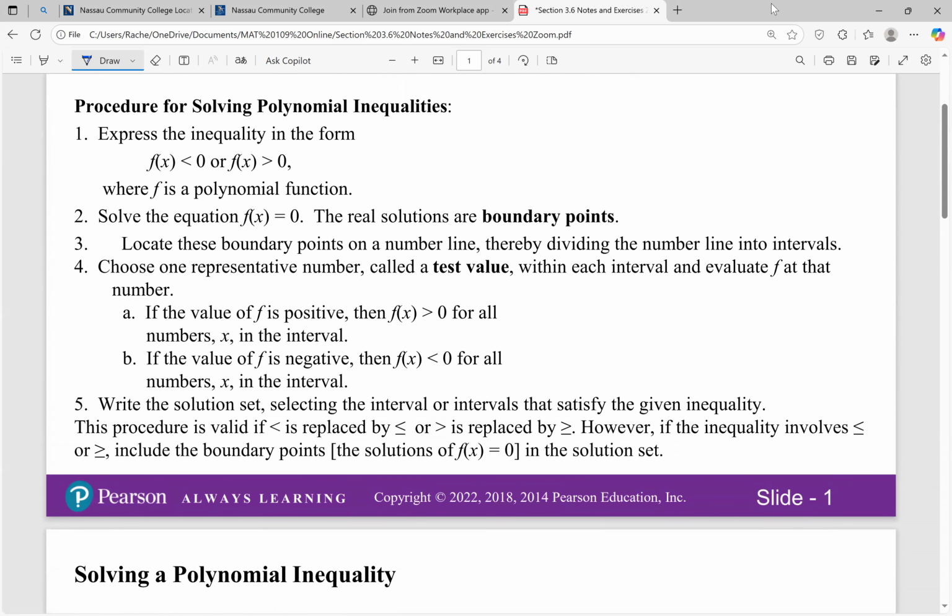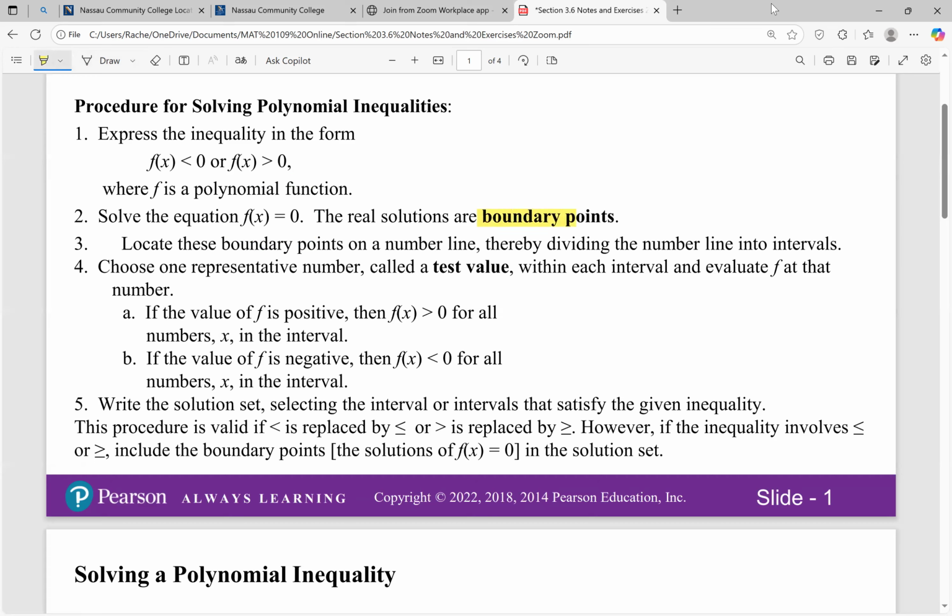So the first thing we want to do is make sure the inequality is in the form either f of x is less than 0 or f of x is greater than 0. Then what we're going to do for a moment is solve the equation f of x is equal to 0. The reason we're going to do this is because we're going to be able to obtain boundary points.